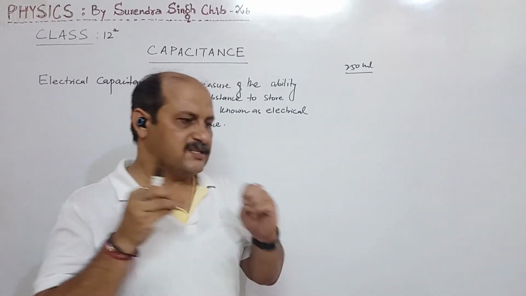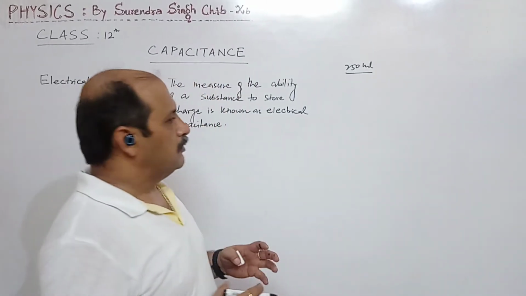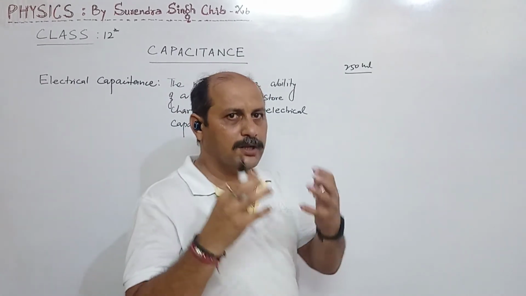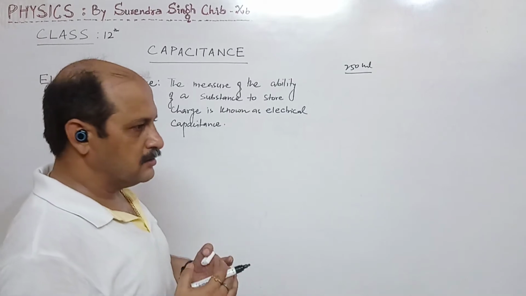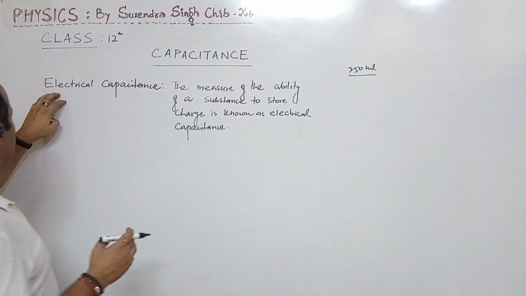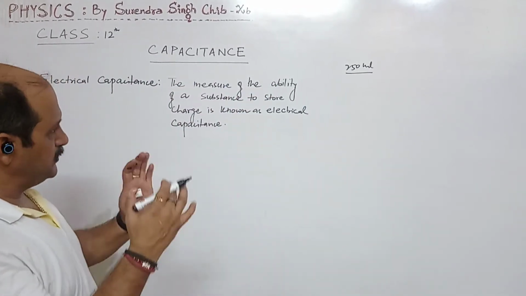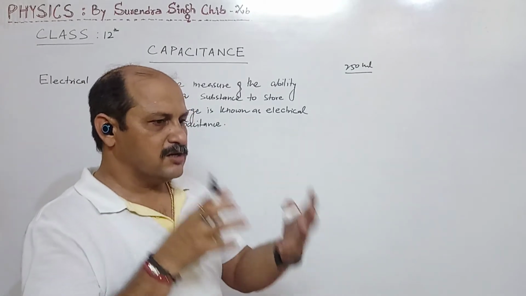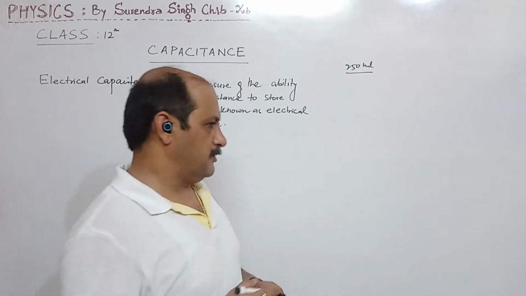Similarly, every body, either a conductor or an insulator or a dielectric, has a charge holding capacity, a capacity to hold charge, and that is called its capacitance. So what is capacitance? Electrical capacitance is the measure of the ability of a substance to store electrical charge. The capacity to store electrical charge is called capacitance.